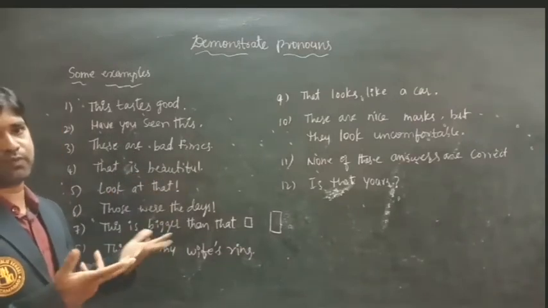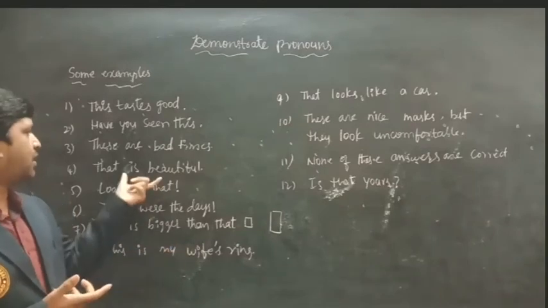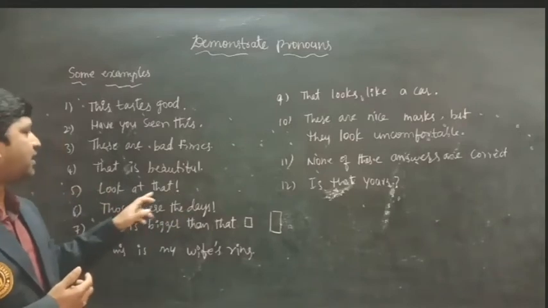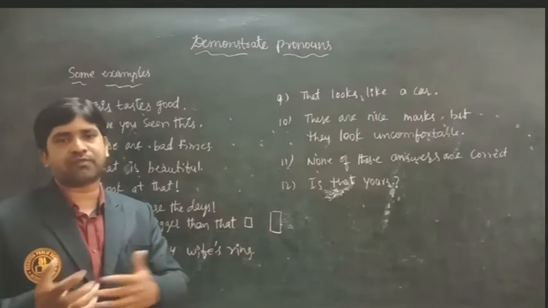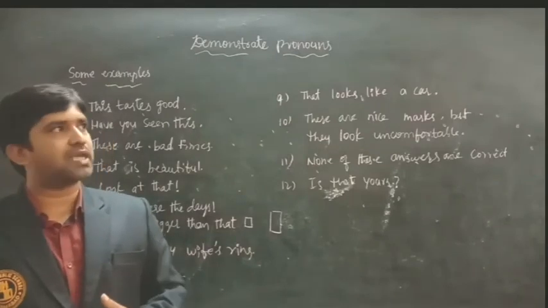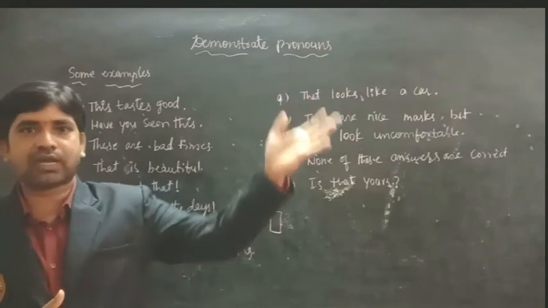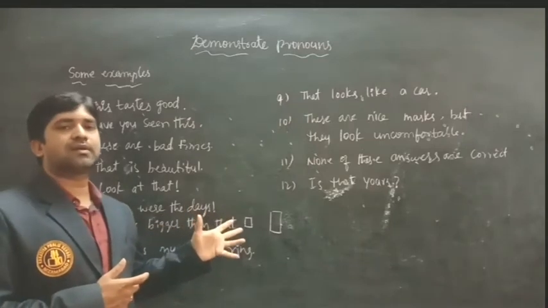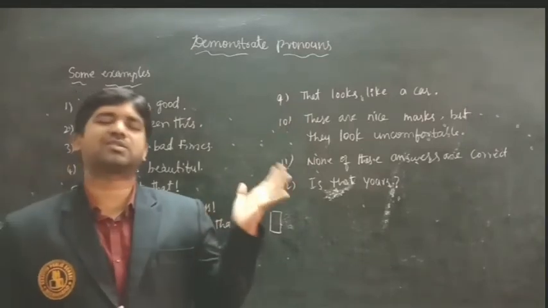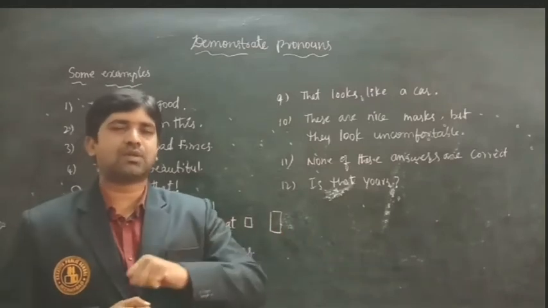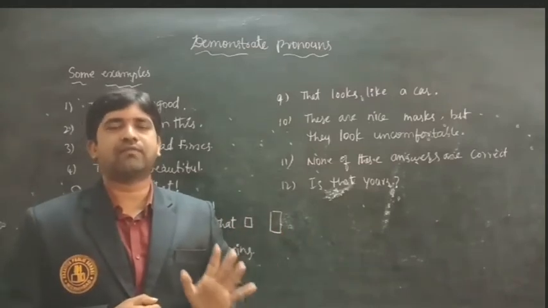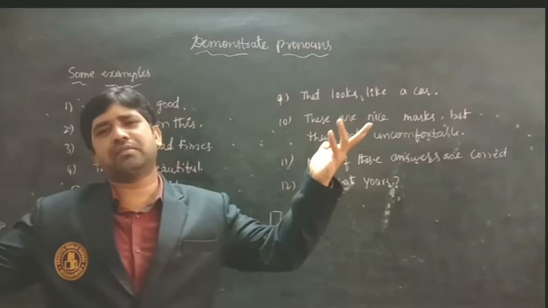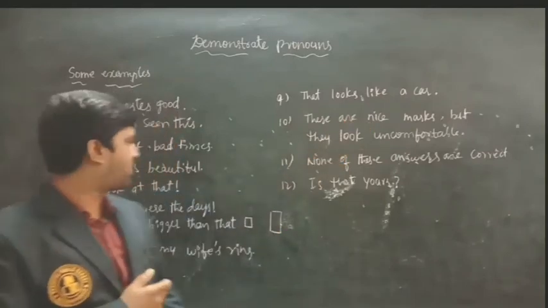That is beautiful. Here you are speaking about something which is beautiful. Look at that. When you are speaking with your friend and something has happened, you are asking your friend to see, look at that, look at this. In this way we are using. Those were the days. Always we believe that the past is wonderful. The days were always memorable. And we say, those days, wow, we enjoyed, we did that. In this way we are explaining.